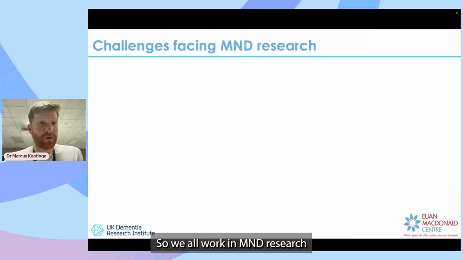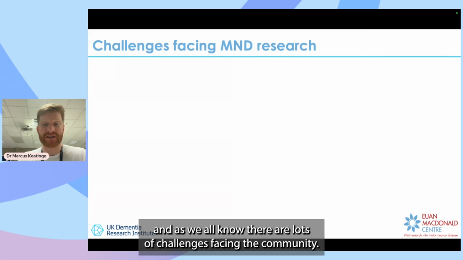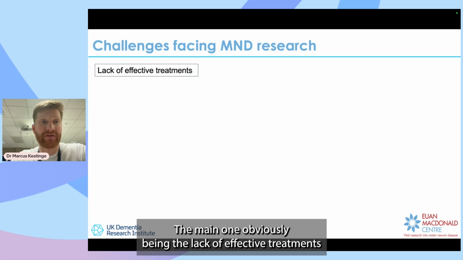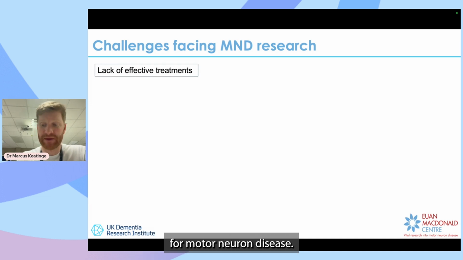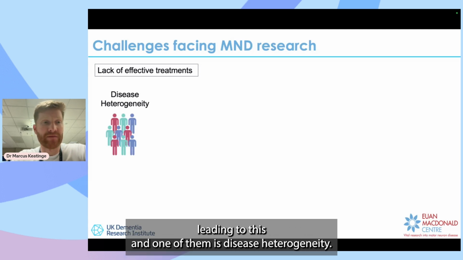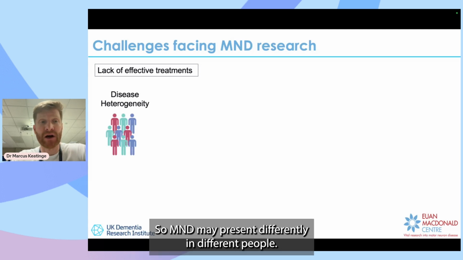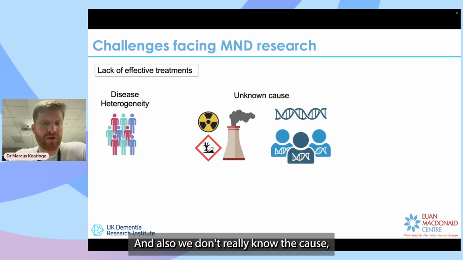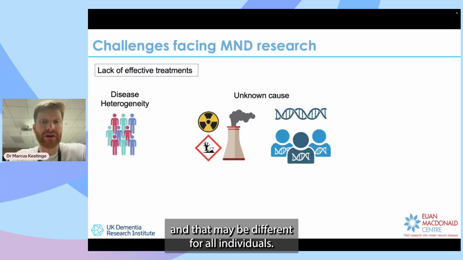So we all work in MND research, and as we all know, there are lots of challenges facing the community. The main one obviously being the lack of effective treatments for motor neuron disease. Now, this is a complicated issue, but there are several different factors leading to this, and one of them is disease heterogeneity. So MND may present differently in different people, and also we don't really know the cause, and that may be different for all individuals.